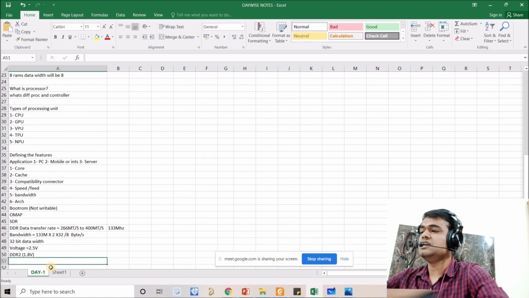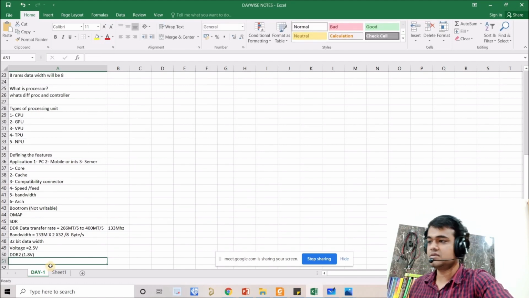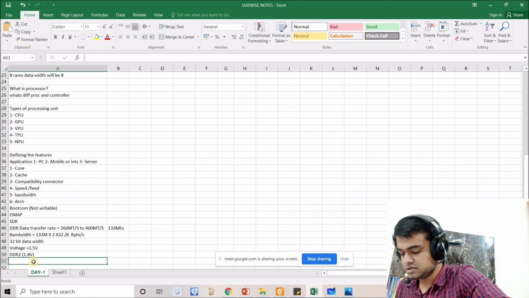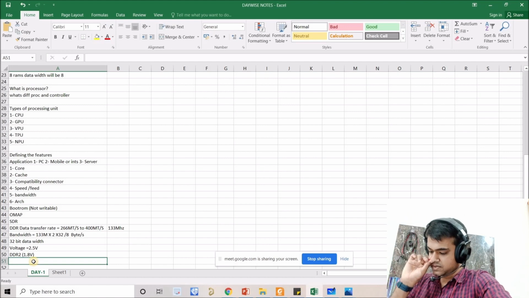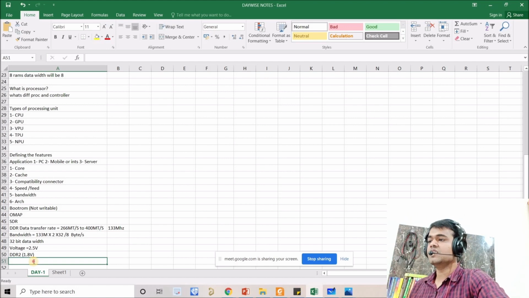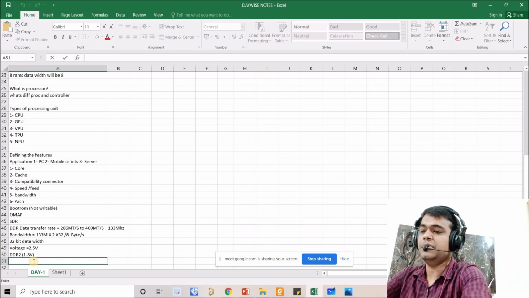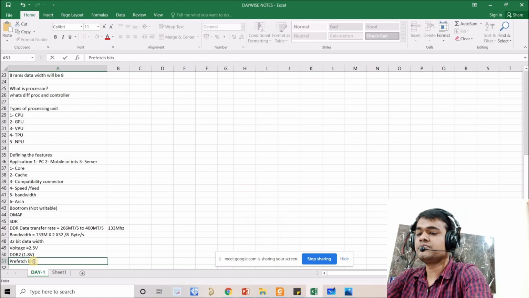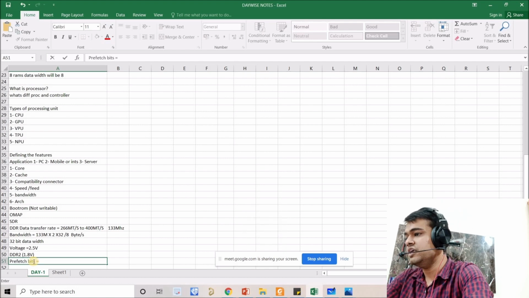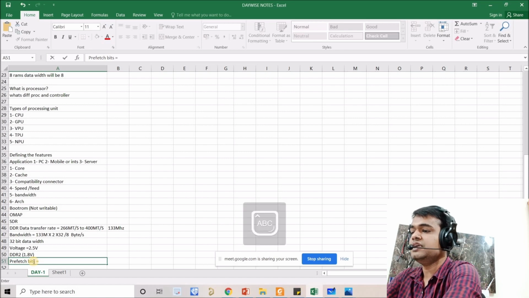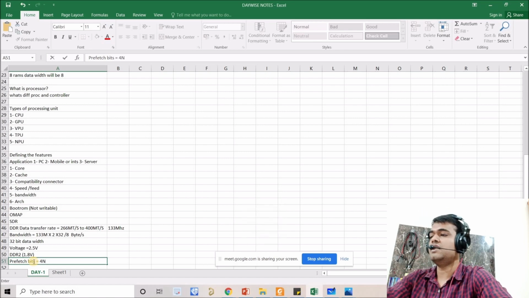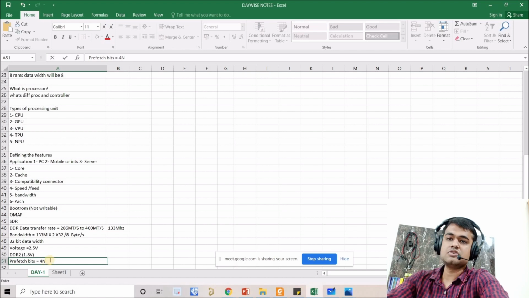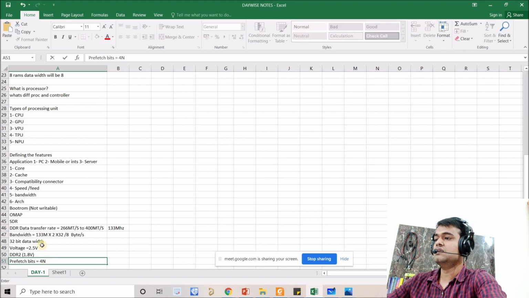Okay. You can see what will be the voltage in case of SDR. You can search for that. Now, what else they have improved? They have introduced a new term called prefetch bit. Okay, prefetch bits. And in case of DDR2, this prefetch bit is 4n, 4 times of a single SDR, right?